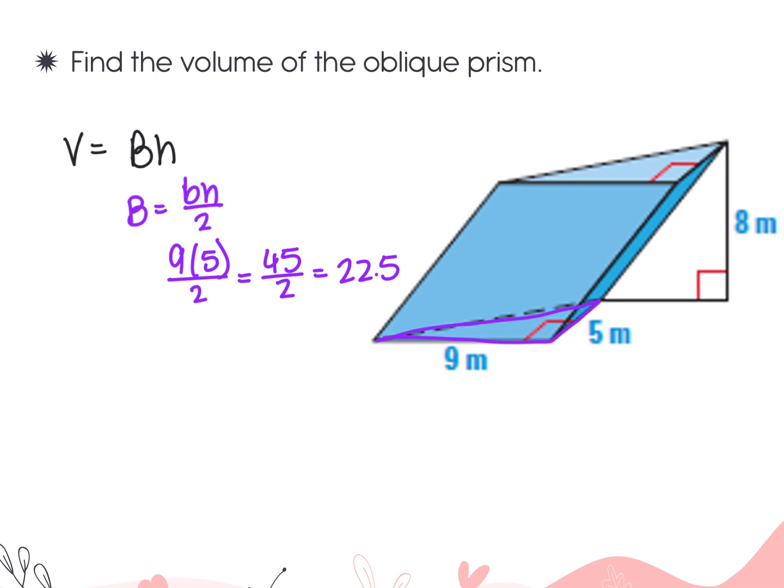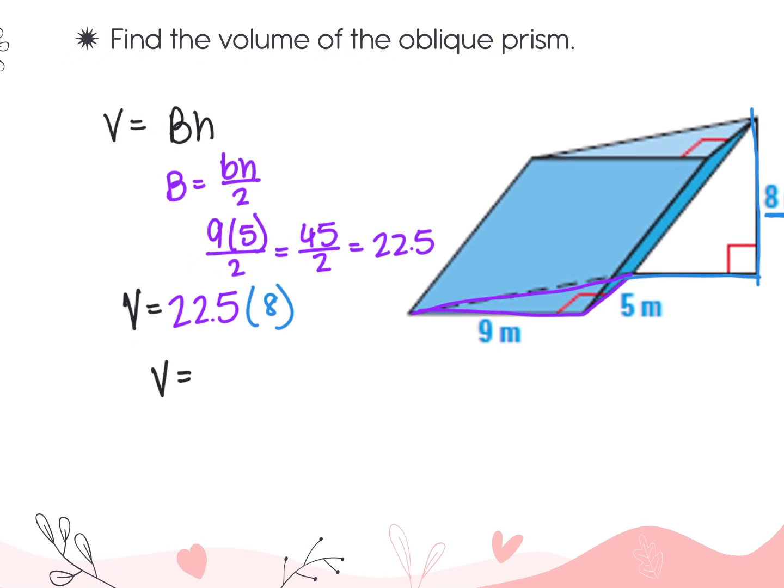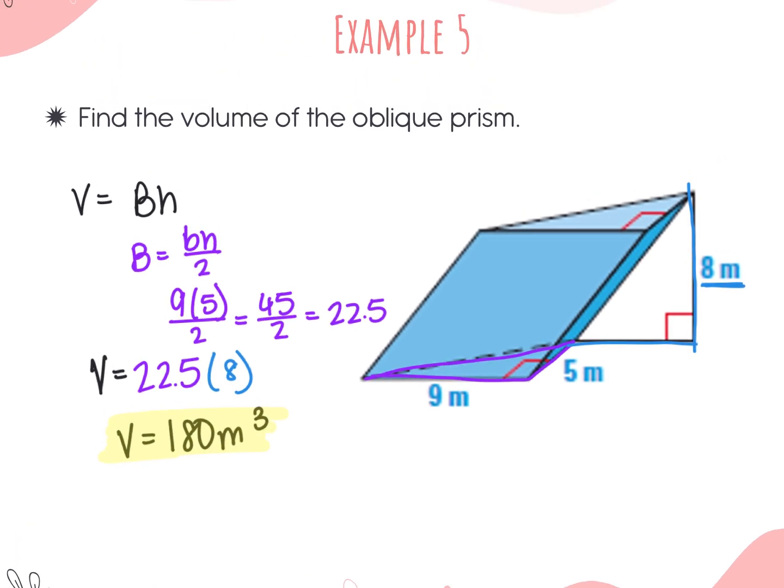Now I'm going to take that measurement and multiply it by the height at a 90-degree angle. So if I'm looking at it, this is my height at a 90-degree angle, which is now 8. So all I'm going to do is plug it in. Volume equals my 22.5 times my height, which is 8. If you multiplied correctly, your volume is going to equal 180 meters cubed, because that's what I'm solving for, my volume. So this is my volume of this shape.